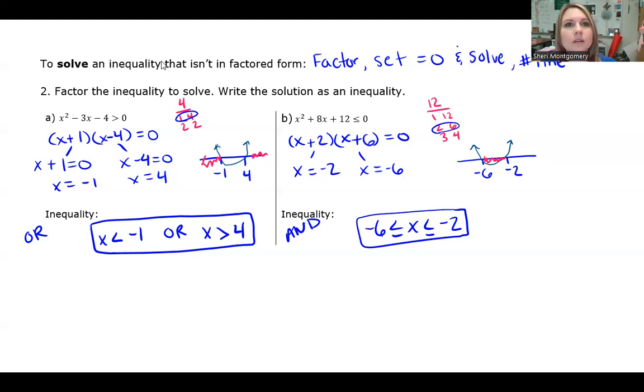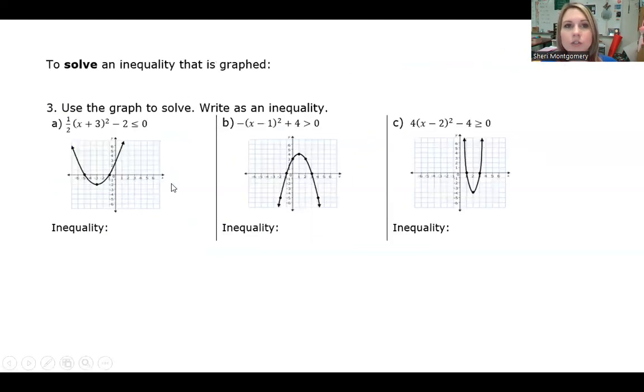Good. Moving on. Now, what if I gave you graphs? Could you look at a graph and tell me when you are less than or equal to 0, or greater than 0, or greater than or equal to 0? Sure, you can. So we are going to look at the first one.